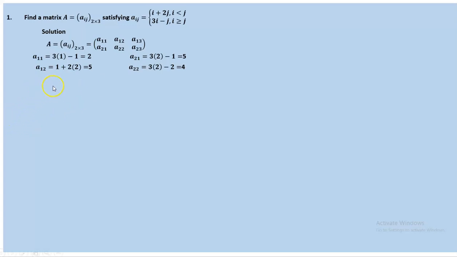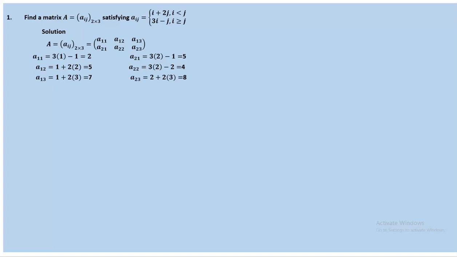Similarly, you can list the others. For A12, i is less than j because i is 1 and j is 2. So in case i is less than j, you have to use the upper expression, which is i plus 2j, so 1 plus 2 times 2 is going to be used, which is 5. For A22, the case where i is equal to j, we have the lower expression, 3 times 2 minus 2, which basically is 4.